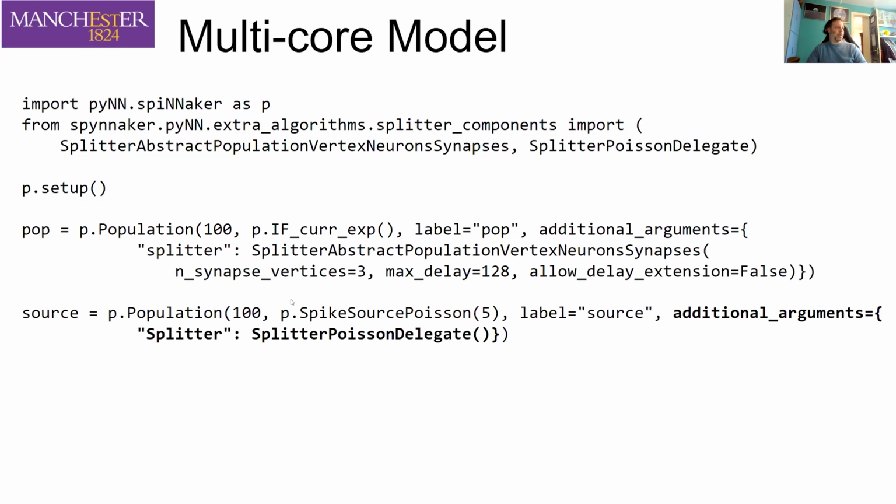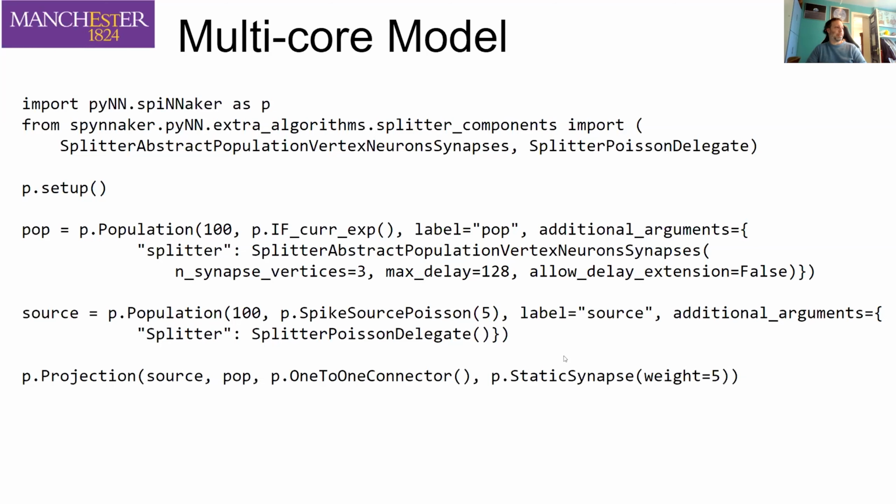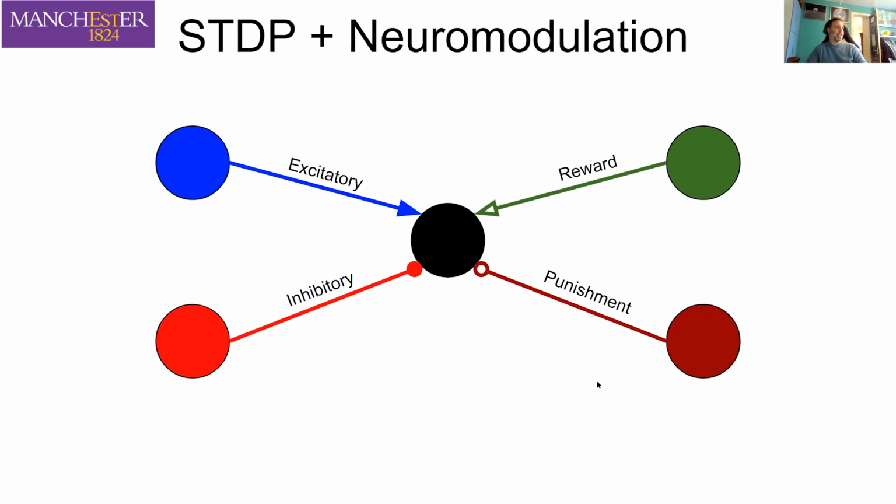If you want the Poisson source to feed in, you also have to change how the Poisson source gets split by putting in this extra thing. And this just tells our software, I do actually want the Poisson to work like this. If it's a one-to-one connected Poisson and it's got this splitter, it will then process things appropriately in the software. And then for your projection, you don't have to do anything special after that. It just works with whatever you provide it.